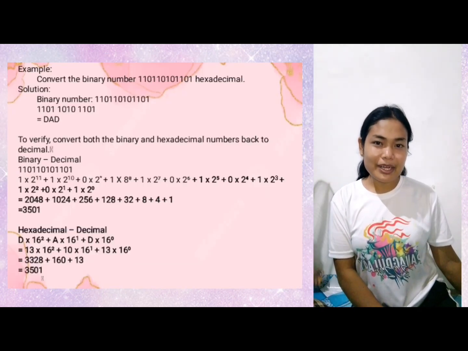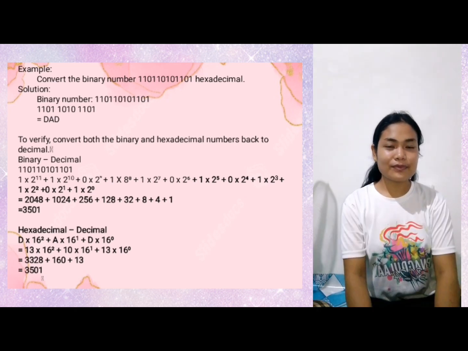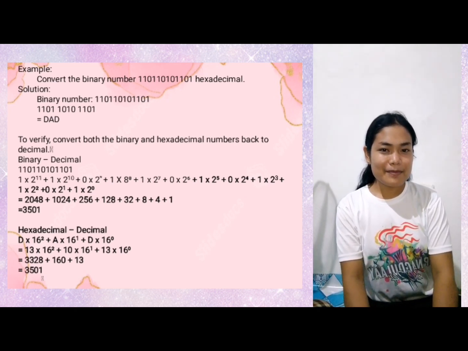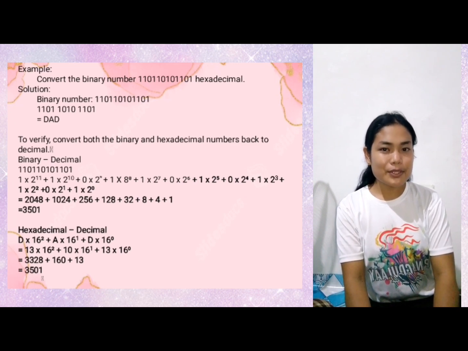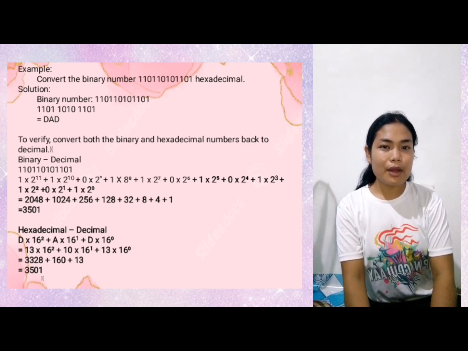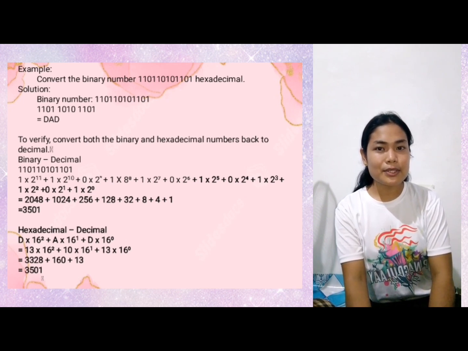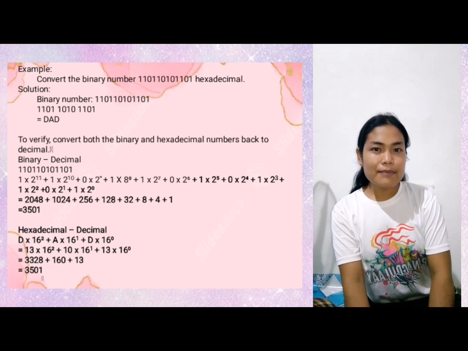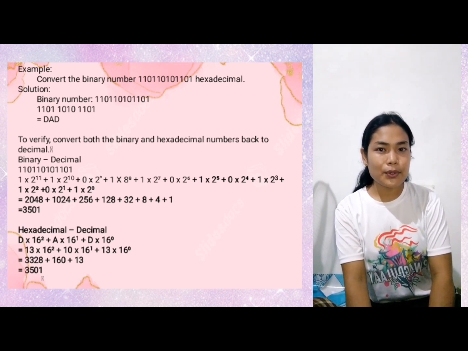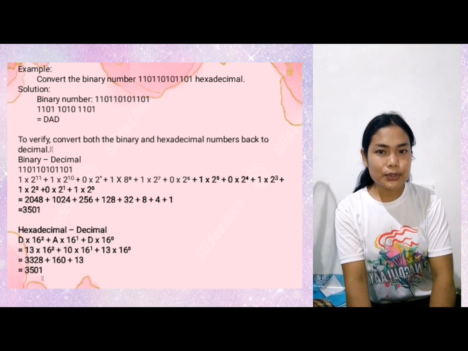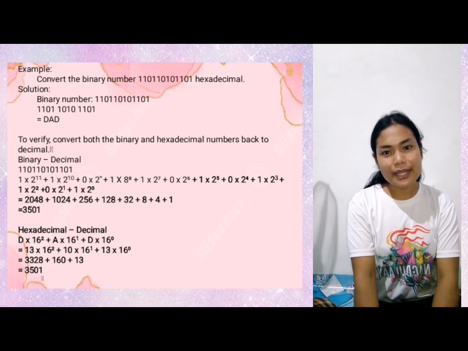Verify, convert both the binary and hexadecimal numbers back to decimal. 1 times 2 raised to the power of 0 plus 0 times 2 raised to the power of 1 plus 1 times 2 raised to the power of 2 plus 0 times 2 raised to the power of 3 plus 1 times 2 raised to the power of 4 plus 1 times 2 raised to the power of 5 plus 1 times 2 raised to the power of 6 plus 0 times 2 raised to the power of 7 plus 1 times 2 raised to the power of 8 plus 1 times 2 raised to the power of 9 plus 0 times 2 raised to the power of 10 plus 1 times 2 raised to the power of 11 is equal to 2048 plus 5.